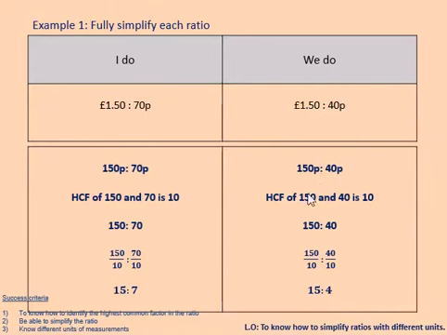Finding the highest common factor, well, the highest common factor of these two is 10. So then taking 10 out of both of them as a common factor, 15 tens in 150, 4 tens in 40. So it goes to 15 to 4. Really well done if you got that right.